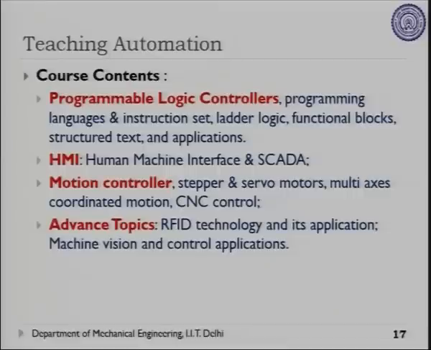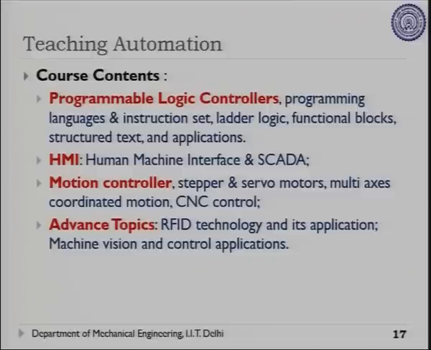Then human machine interface, a much more important element in all kinds of automation systems. Because you need some interface basically through which any user can interact with the automated system, and HMIs are a part of that. So human machine interface, the software required for that, what kind of a user interface you can think of for a particular application. So that part is there. And then SCADA, a much more extensive technology for visualization and control basically.